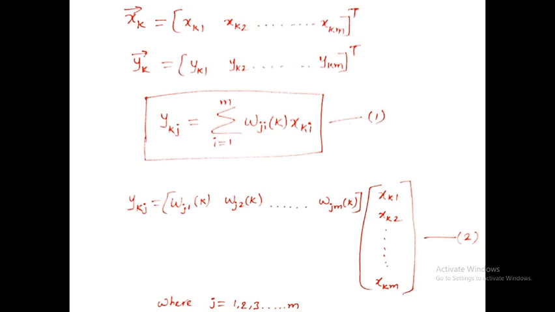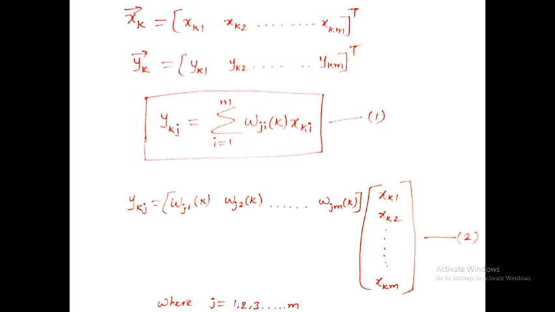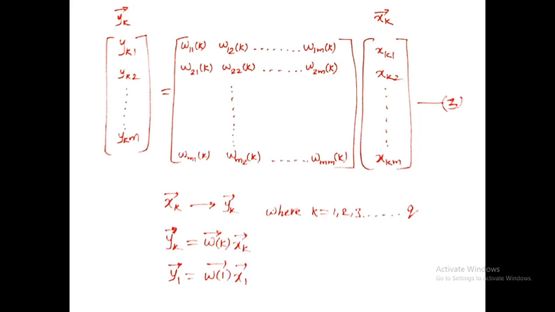But here this ykj, the jth neuron output only, is indicated in the second equation. If you want to see all the neuron outputs at the output layer, you need to substitute j equal to 1 to m. Then your equation will become, ykj is there, right? In the second equation, j equal to 1 to m you can substitute. In the weights also j is there, that also you can substitute 1 to m. Then your equation will become yk1, yk2, yk3, and so on, ykm.